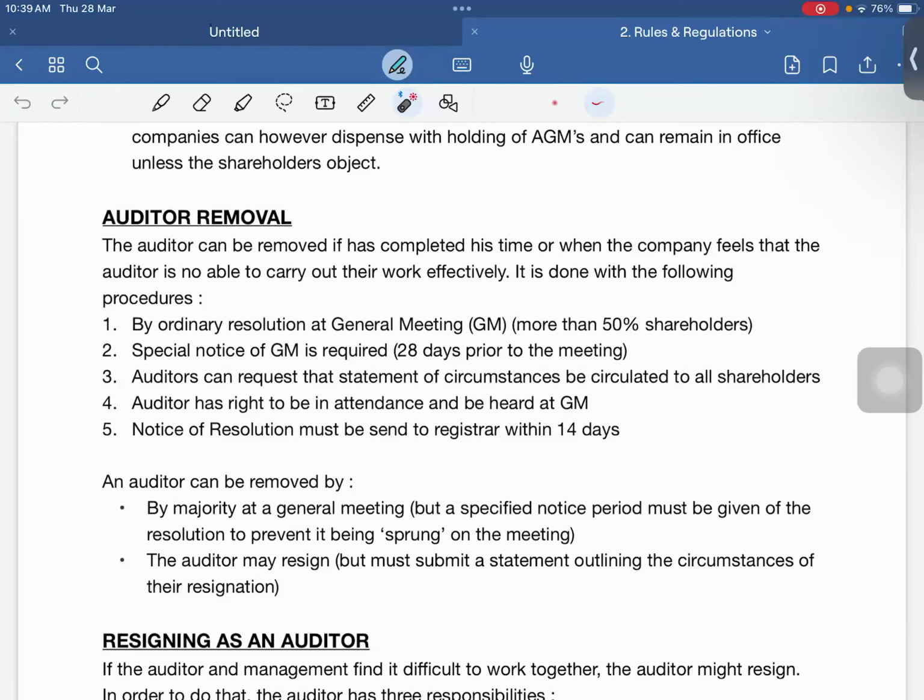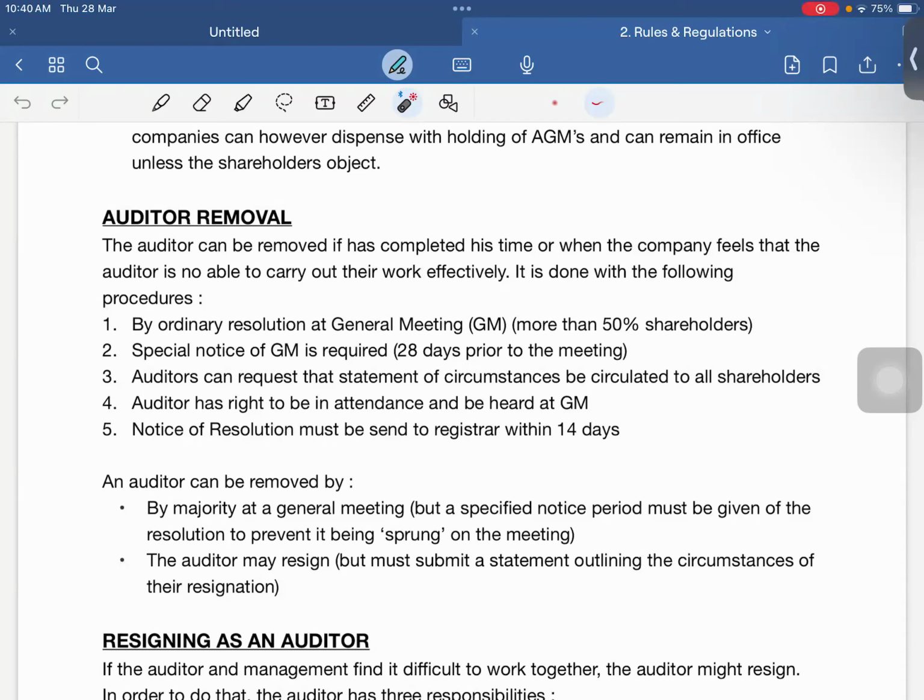In order to remove an auditor, a general meeting should be called, and almost 50 percentage of the shareholders must agree to their removal. Understood? Clear? So whenever an auditor is removed, a general meeting would be set up, and 50 percentage of the shareholders must approve that resolution. Understood? And it's an ordinary resolution.